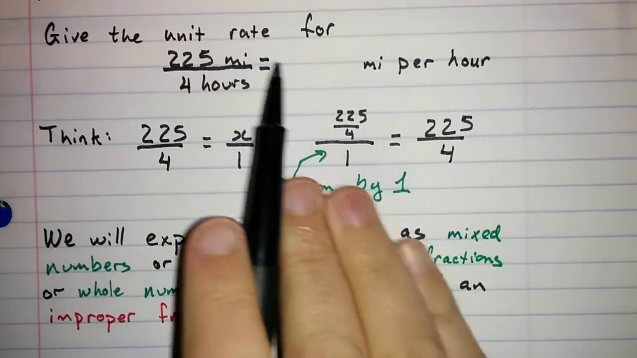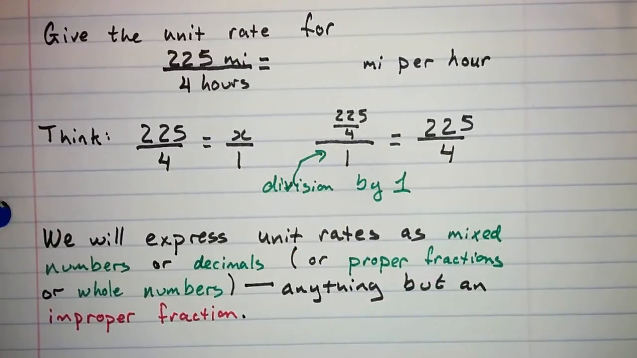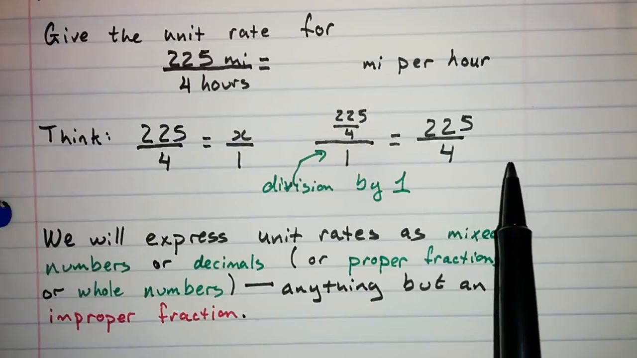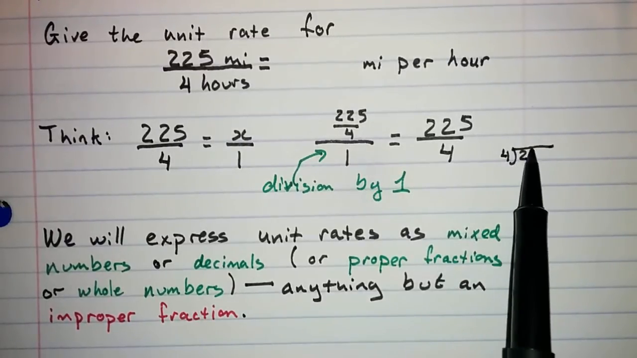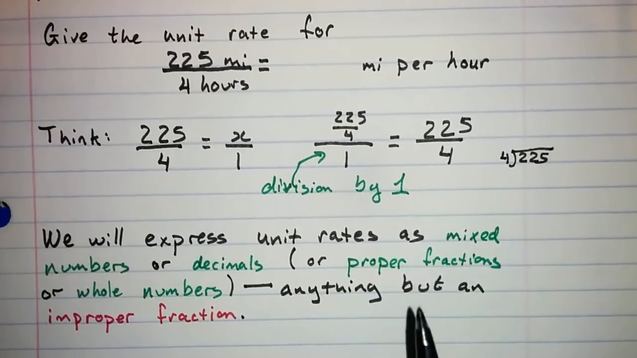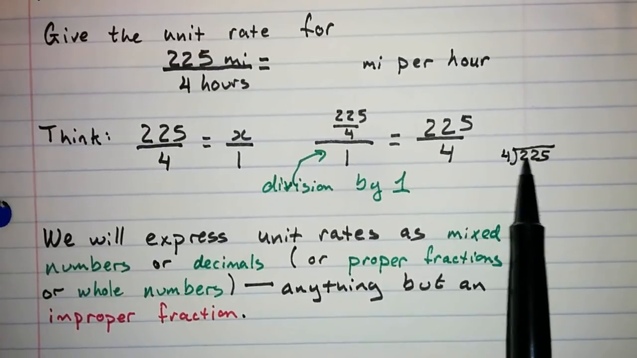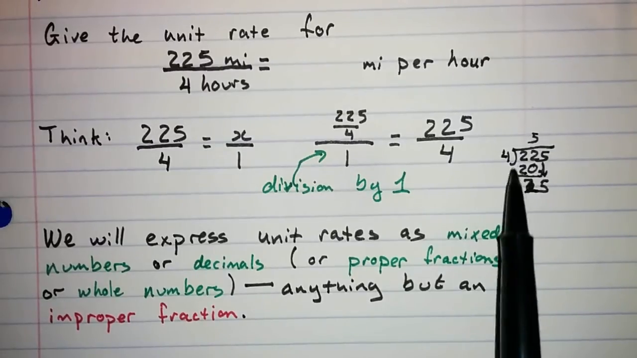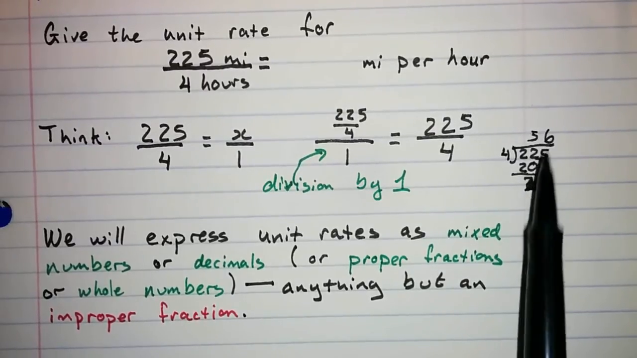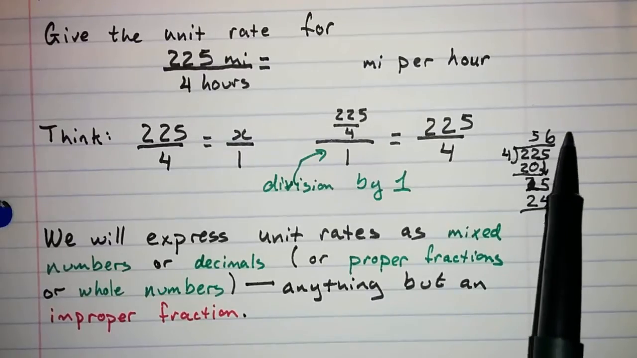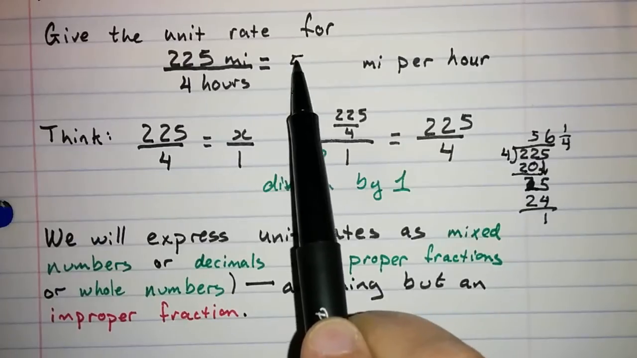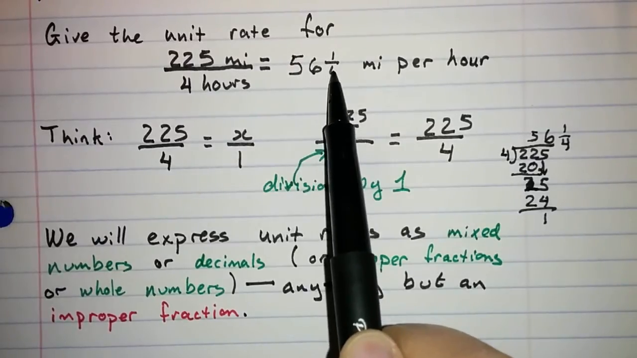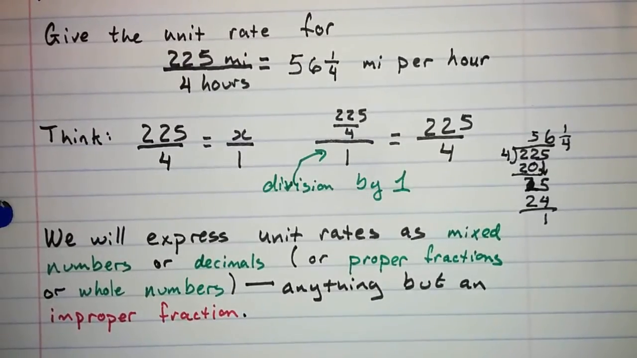So to give the unit rate for this rate, we'll need to do this division. We'll divide 4 into 225. 4 goes into 22 5 times, into 25 6 times. 1 left over. Let's go ahead and express that as a fraction. We'll get 56 and a fourth miles per hour.